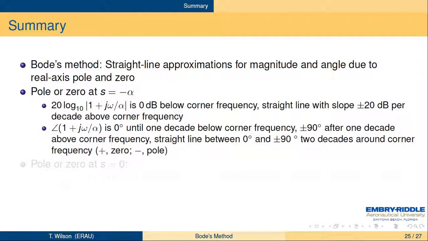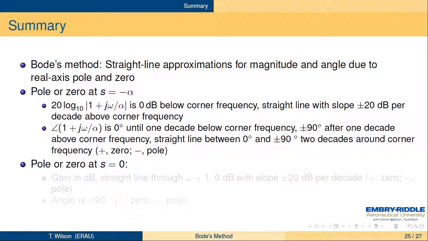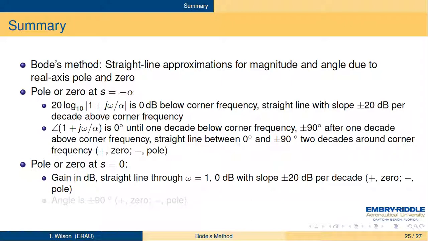The angle of 1 plus j omega over alpha is 0 degrees until 1 decade below the corner frequency. It's plus or minus 90 degrees after 1 decade above the corner frequency. And then it's a straight line between 0 and plus or minus 90 degrees across the 2 decades around the corner frequency, and it's plus if that's a 0 and minus if that's a pole. And then when you had a pole or 0 at s equals 0, you have the gain in dB as a straight line through omega equals 1 and 0 dB with a slope of plus or minus 20 dB per decade, plus for a 0, minus for a pole. And the angle is plus or minus 90 degrees, plus for the 0 and minus for the pole.